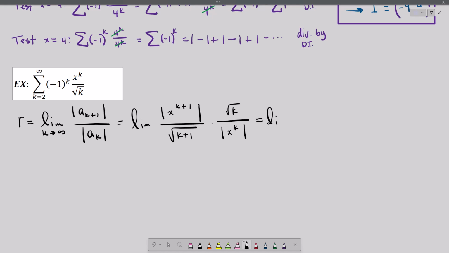So let's do the x's last. Let's do the square root. Square root of k over k plus 1. I'm going to group those two together. And then we're left with 1x in the numerator, so we could write it like that.